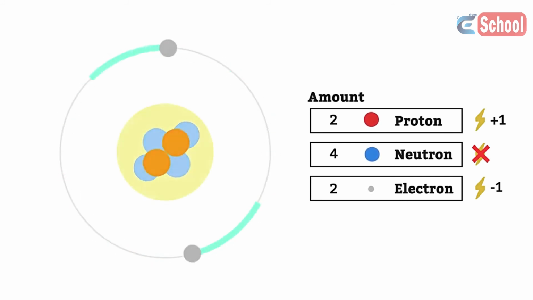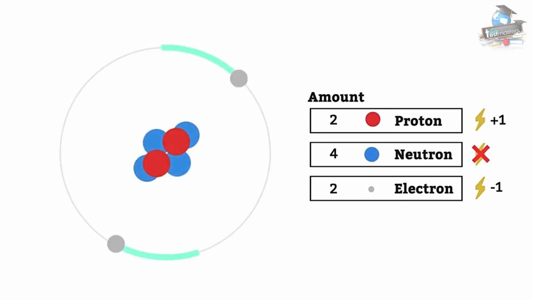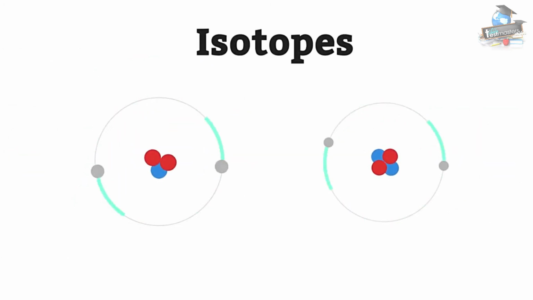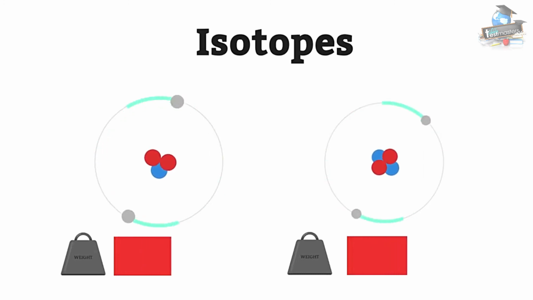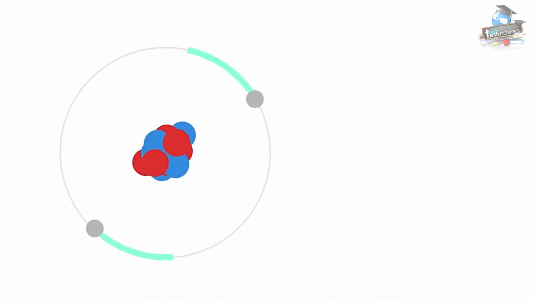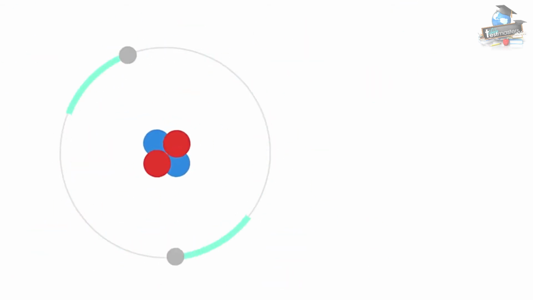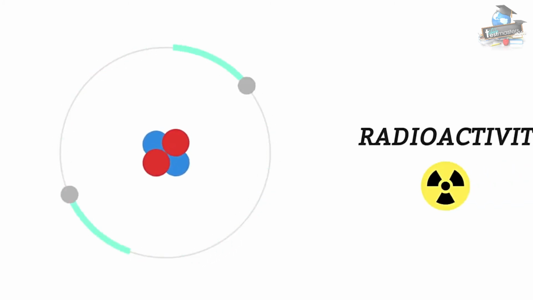Some atoms have more or fewer neutrons in the nucleus than other atoms of the same element. These are known as isotopes. They have different masses, but undergo the same reactions and have the same physical properties as each other. In fact, their mass is the only way in which they are different. If there are too many neutrons in a nucleus, it might be so massive that it becomes unstable and liable to split up into smaller atoms. This is known as radioactivity.